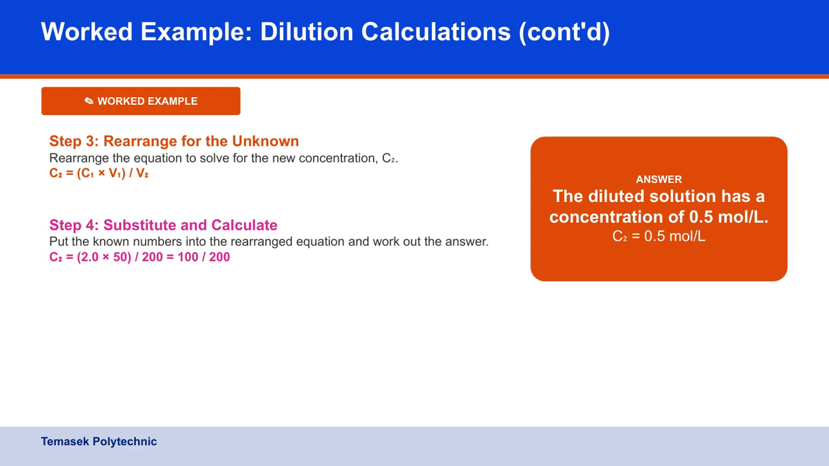A common mistake here is forgetting that both volumes must be in the same units before substituting. Always check that first. The answer tells us the solution became 4 times more dilute, which makes physical sense because we quadrupled the total volume. This kind of dilution calculation is used constantly in laboratory preparation and industrial chemical processing.